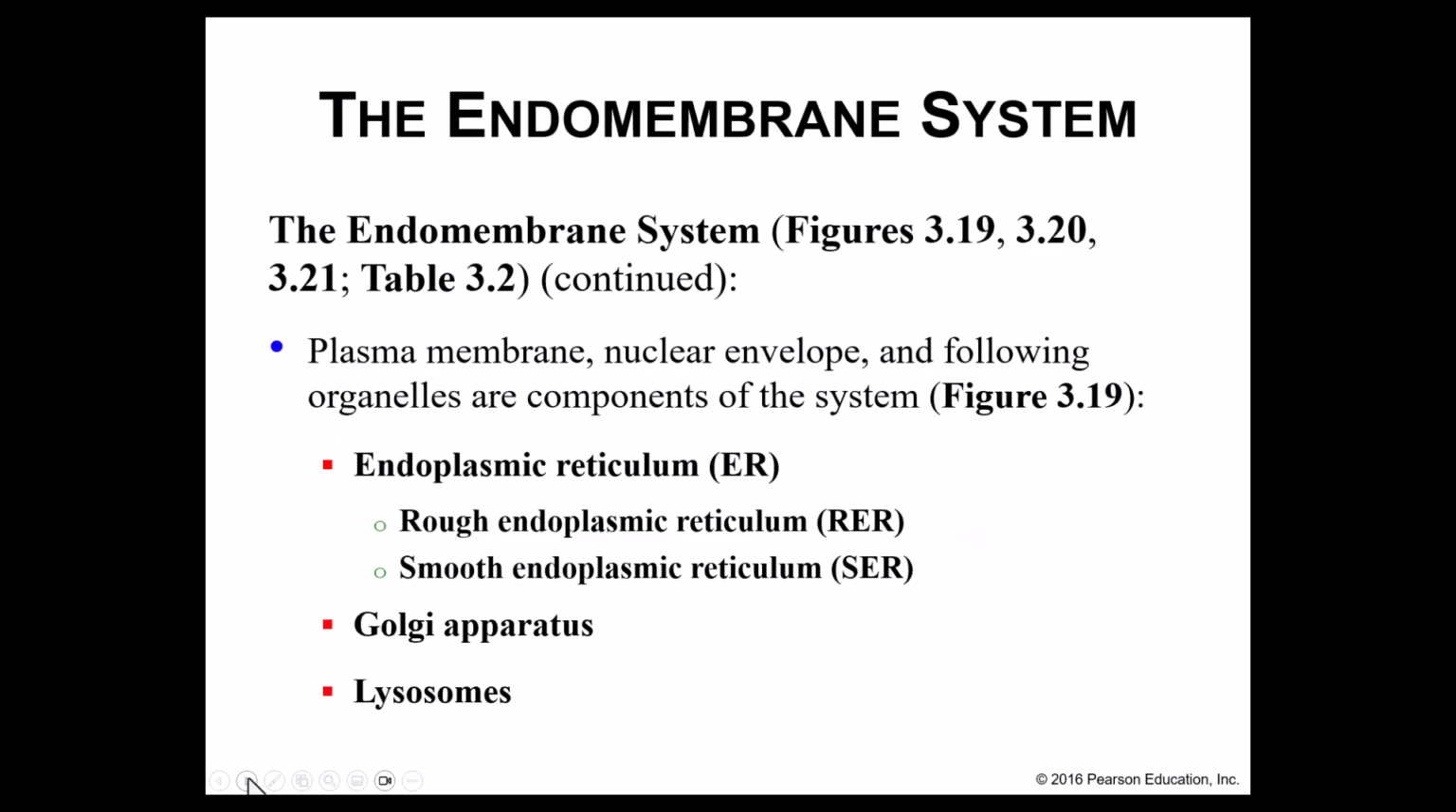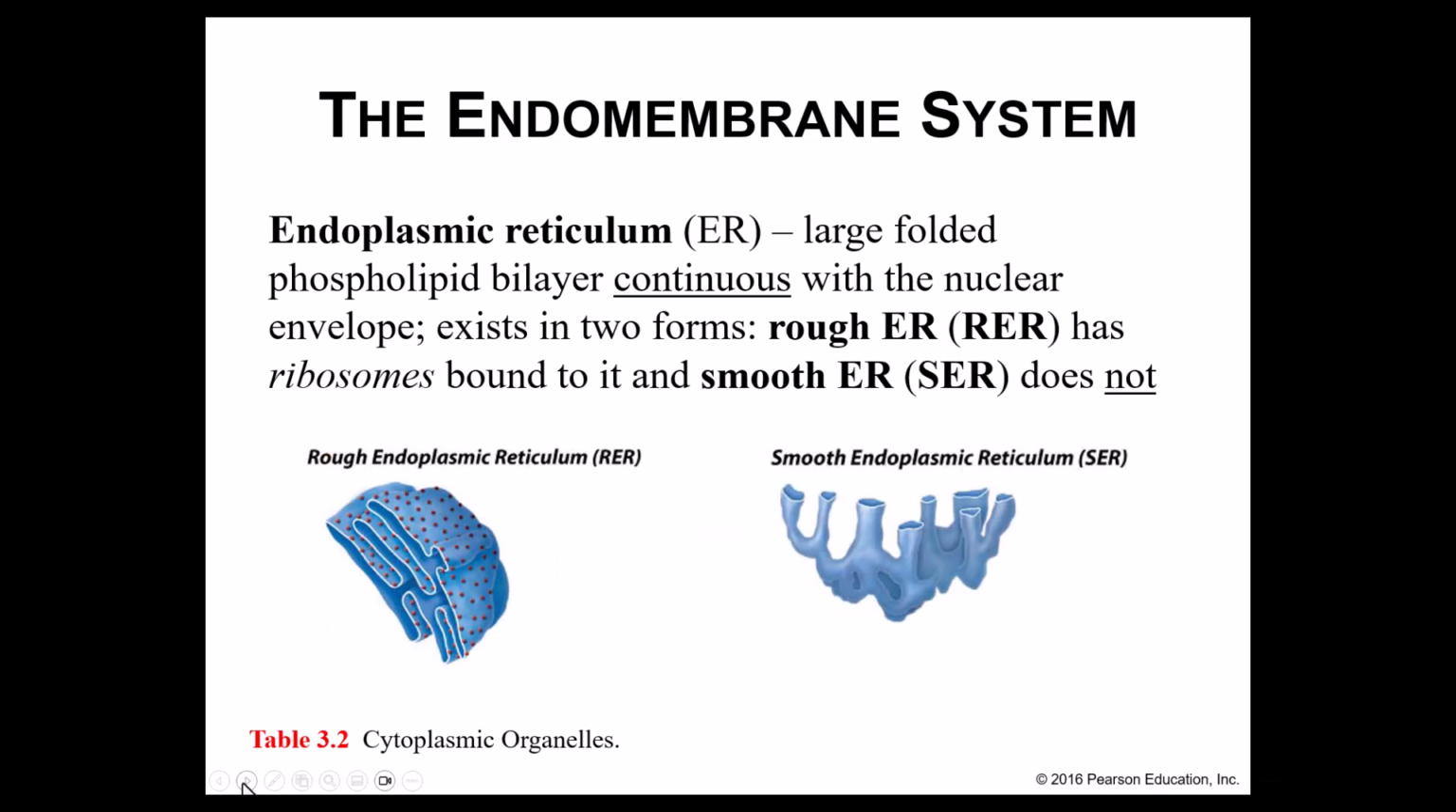The endomembrane system, I pointed that out when I was going over the cell components, and is composed of our plasma membrane, nuclear envelope, endoplasmic reticulum, rough and smooth endoplasmic reticulum, the Golgi, and the lysosome. So this is kind of our manufacturing in the cell, with the nucleus being the command center.